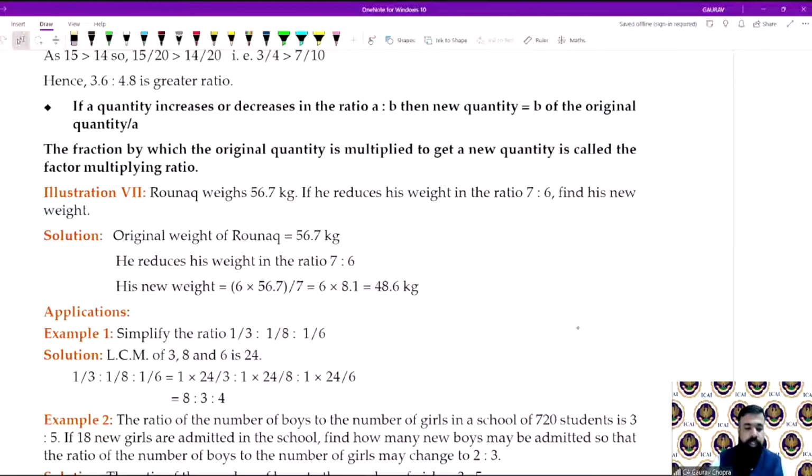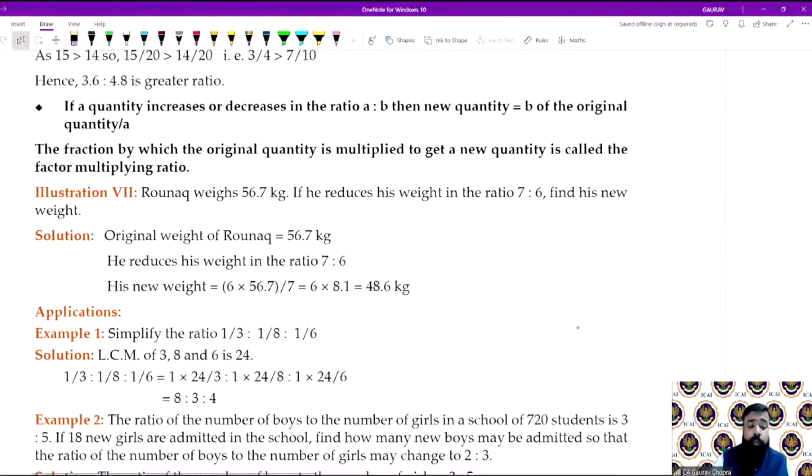Now, let us try the next point. The next point says, if a quantity increases or decreases in a certain ratio, that is A ratio B, then the new quantity is equal to B of the original quantity divided by A.